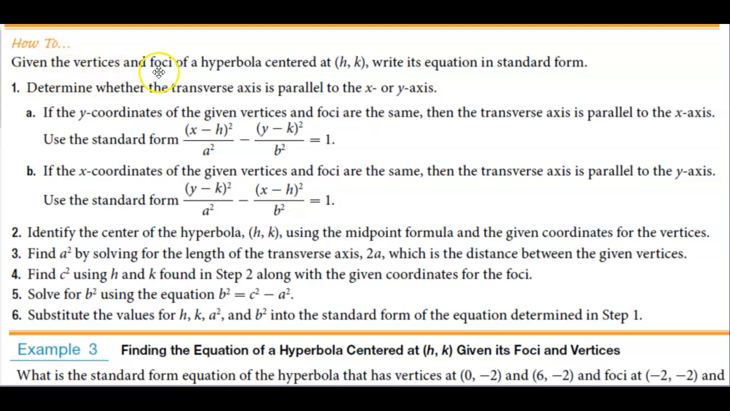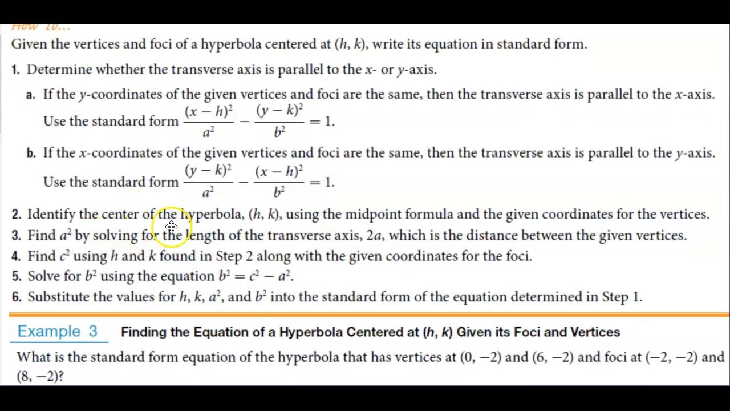Okay, now given the vertices and foci of a hyperbola centered at (h, k), we want to write its equation in standard form. Step 1: determine whether the transverse axis is parallel to the x or the y axis. If the y coordinates of the given vertices and foci are the same, then the transverse axis is parallel to the x-axis, and you're going to use the following standard form. If the x coordinates of the given vertices and foci are the same, then the transverse axis is parallel to the y-axis, and you're going to use the following form.